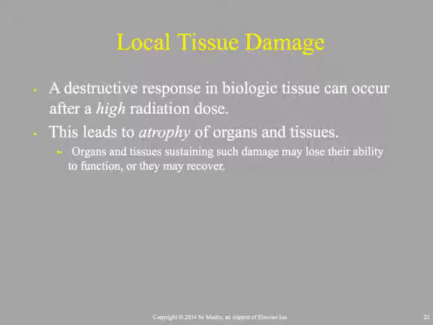So, local tissue damage, when we look at, for example, on page 160, the woman who sustained burns to her back, these can be a destructive response to high radiation doses. And it can lead to atrophy of the organs and tissue. They may not be able to function. Listen, radiation therapy is one of the reasons we try to avoid treating like the heart when we're doing a breast treatment, or we try to avoid treating the lung, right? Because we could potentially cause atrophy to those structures that would be irreparable. And those are significant life-sustaining structures.